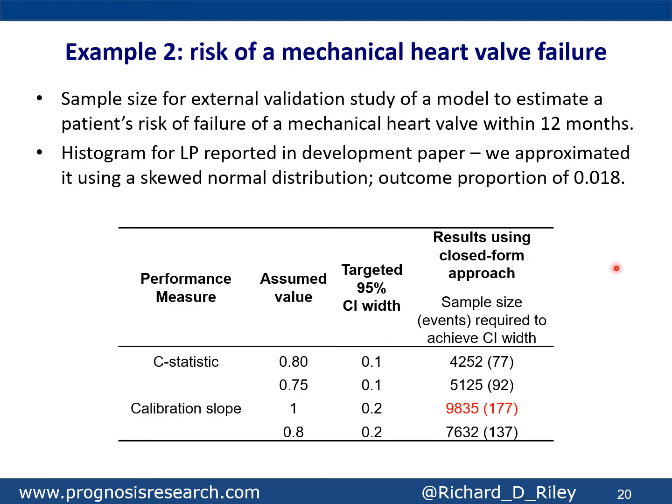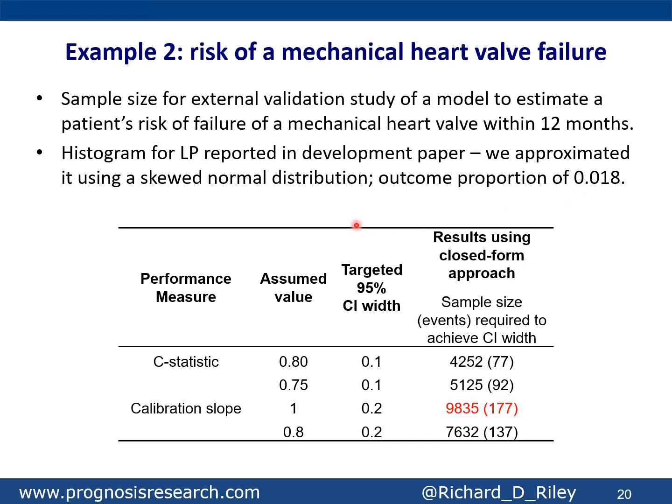Let's look at a second example. This is looking at a prediction model for the risk of a mechanical heart valve failure. So we want to know what's the sample size needed to externally validate this model. And the histogram for the linear predictor was reported in the development paper, and we approximated it using a skewed normal distribution and ensured that the outcome proportion was about 0.018, which is the outcome proportion in the development population.